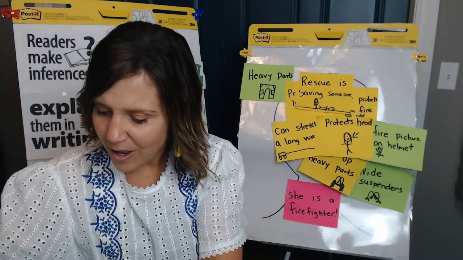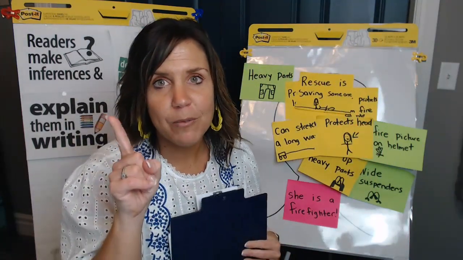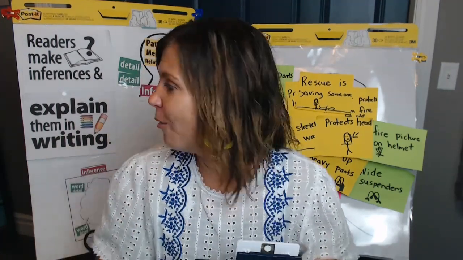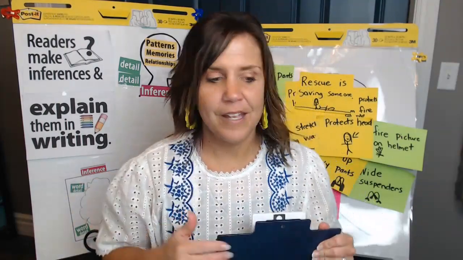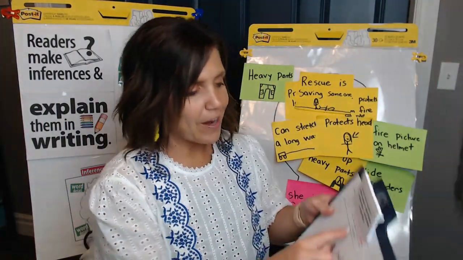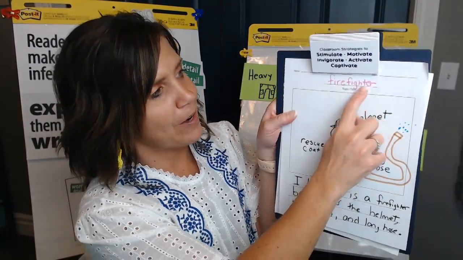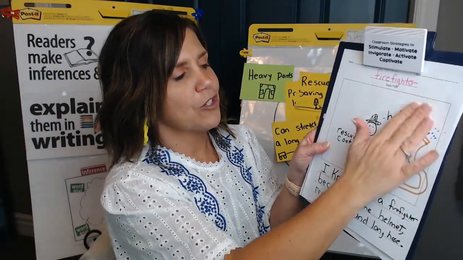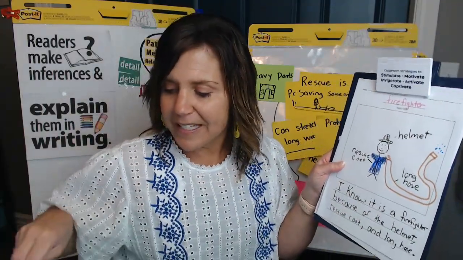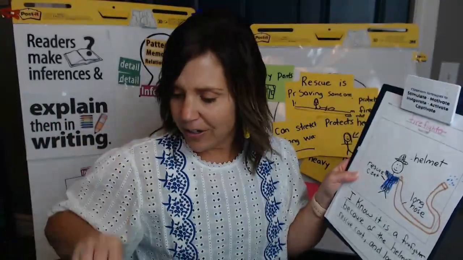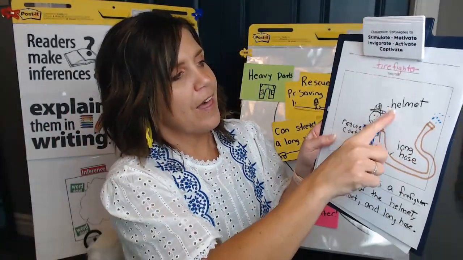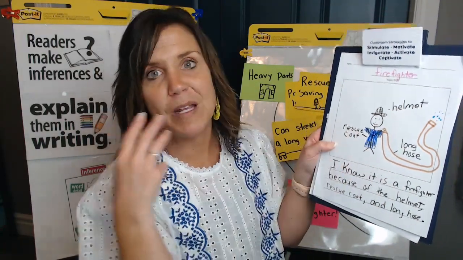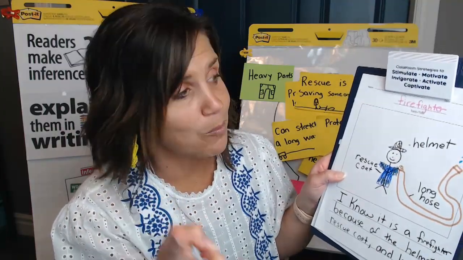Okay. So, if we were to write about it, remember the first thing we do, what do we write first? The inference, right? We always start with the inference. And so the inference was, she's a firefighter, right? So you would write firefighter, and I use pink because that's our inference color, right? Firefighter. Then you could draw a picture, and I made sure to include those 3 details that we talked about in the picture. The long hose, the helmet, and the rescue coat. And I made sure I labeled those 3 details because those were the ones we thought were most important.